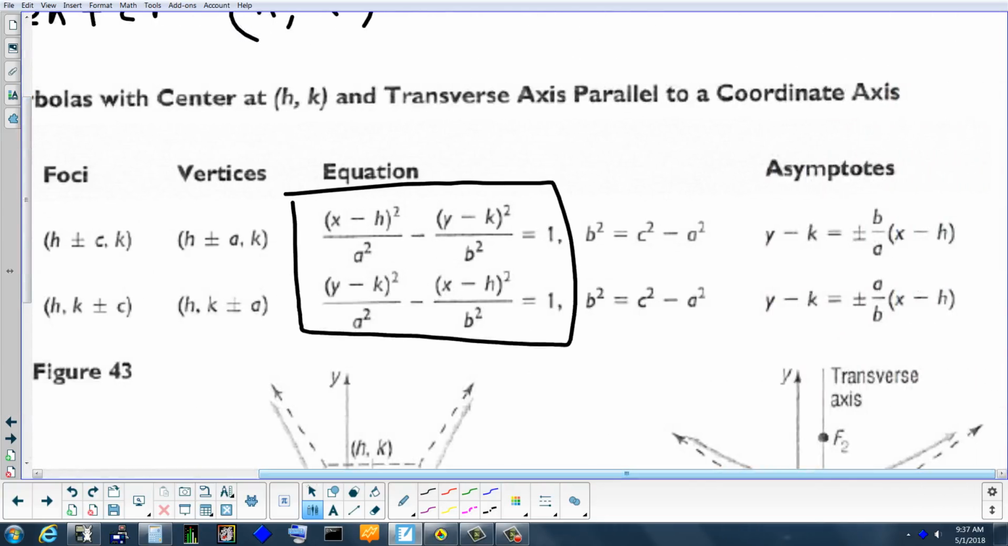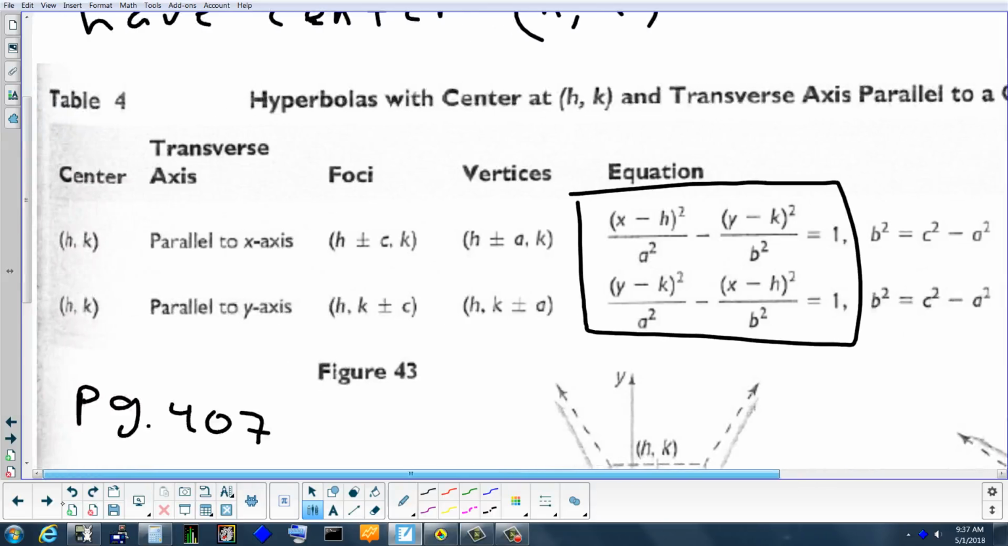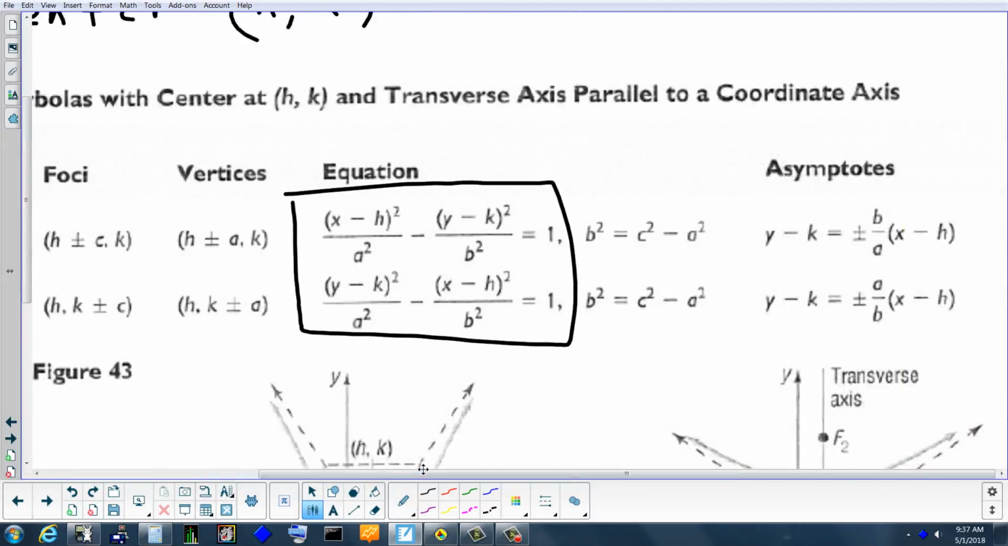The asymptotes are a little different. The slopes are the same. If I scroll back to the left, when you're vertical, your slope is A over B. But what they've done is they've written it using point slope form. That's what that is. So if you wanted to change it to y equals mx plus b, you could do that. But the formula they give you is in point slope.